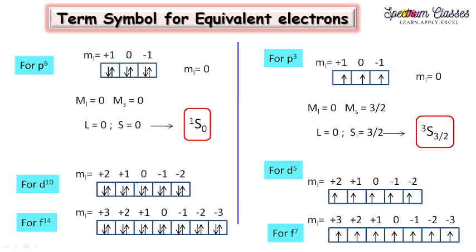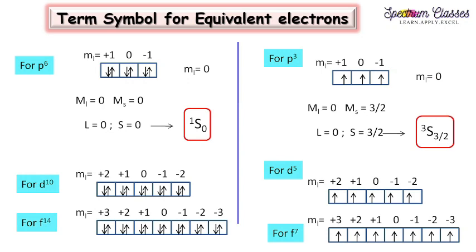So L is equal to 0 here, S is equal to 3 by 2. L is equal to 0 corresponds to S, and 2S plus 1 for this S we will get 4, and for the J value it is L plus S to L minus S, which is 3 by 2. So here we are having this type of term symbol, and here the term symbols change. Here we are having 6S 5 by 2 and here we are having 8S 7 by 2.